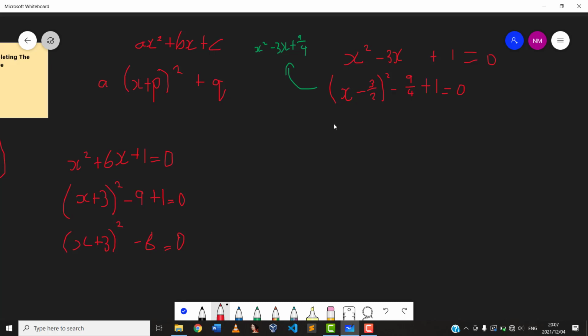And now you just clean things up. Minus 9 over 4 plus 1 is minus 5 over 4, I think. There. So that's been completed the square. Yeah, so that's how you basically do it. Let's do an example now where you would have a coefficient to the x squared. That's a bit more difficult.